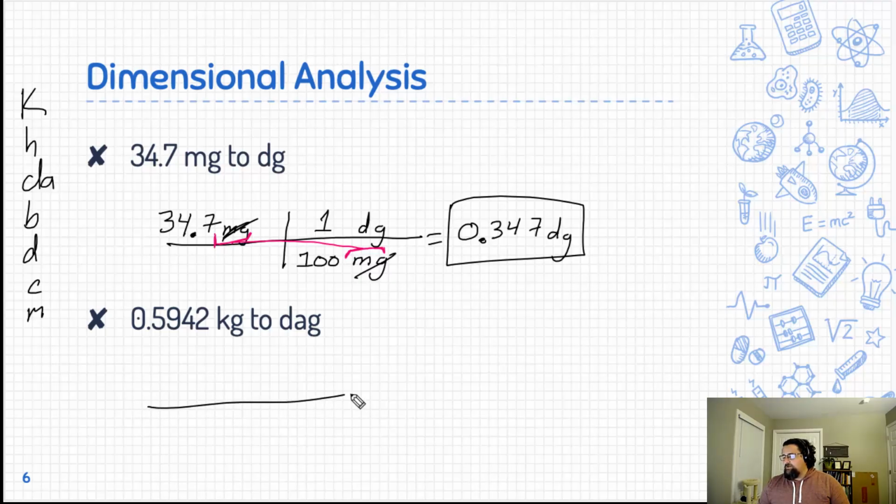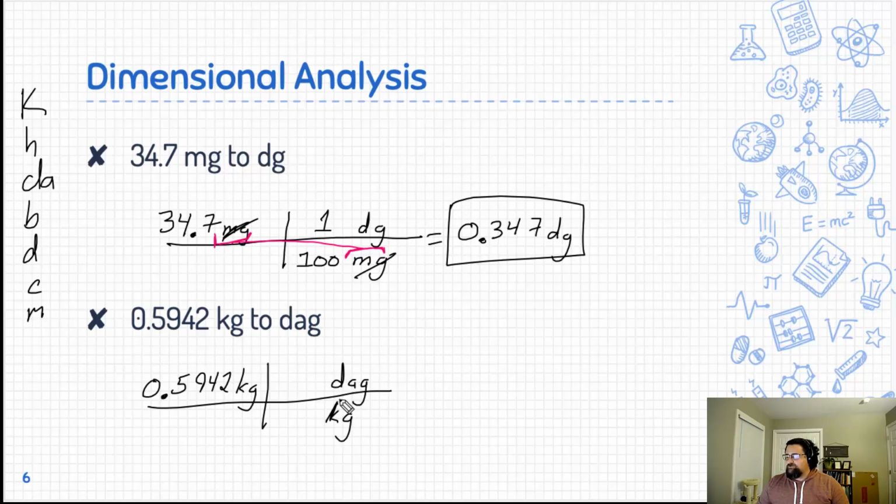Again, we make our cross with our given always going on the top left, 0.5942 kilograms. You have to put the units down because you would never know what to put here. Whatever unit's top left has to go bottom right. So kilogram is going to go bottom right. And wherever we're trying to convert to is going to go top right. So now we have our decigrams.